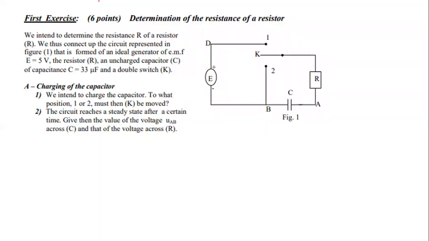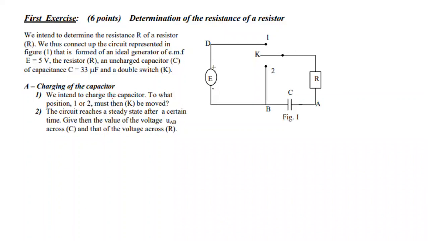Session 2010, determination of the resistance of a resistor. We intend to determine the resistance R of a resistor, so we connect the circuit represented in figure 1, formed of an ideal generator of electromotive force E equal to 5 volts, a resistor R, and a capacitor of capacitance C equal to 33 microfarads.